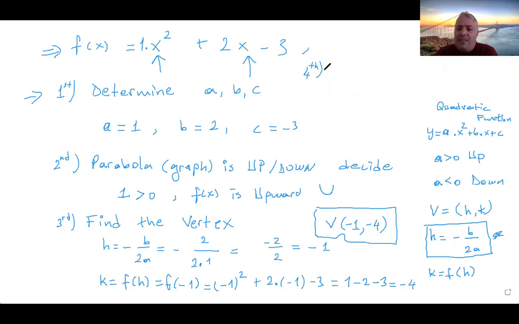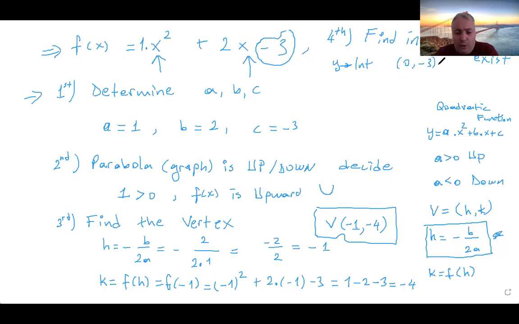Now the fourth step, let's say: find intercepts, if they exist. What does it mean, intercept? X-intercept, Y-intercept. So simply, what is the Y-intercept? Y-intercept is directly C, which is this, -3. So X is 0, Y is -3.